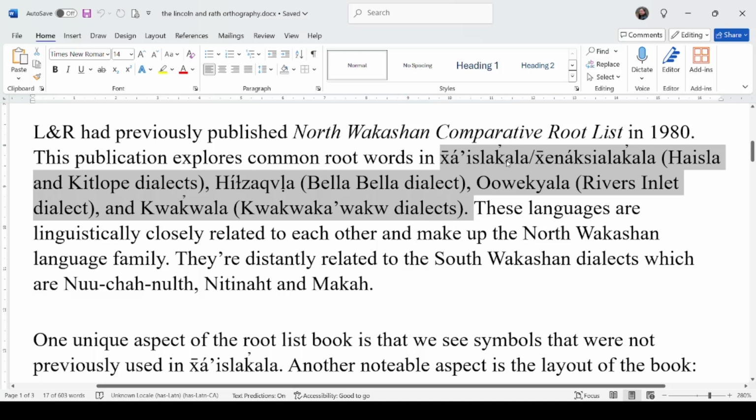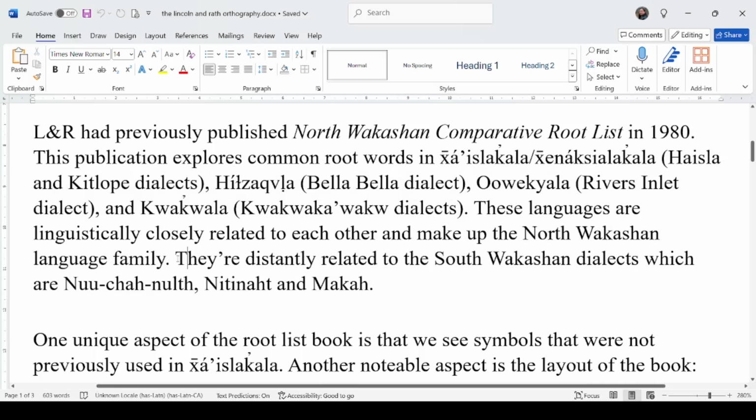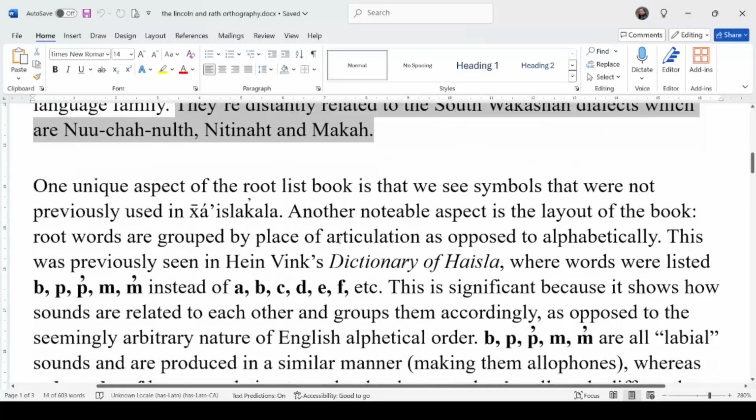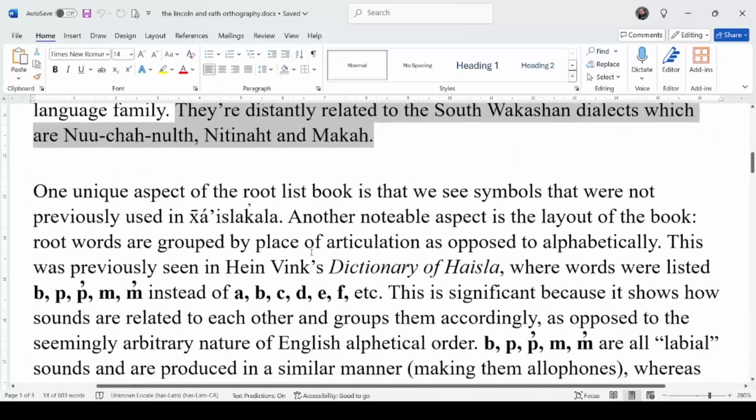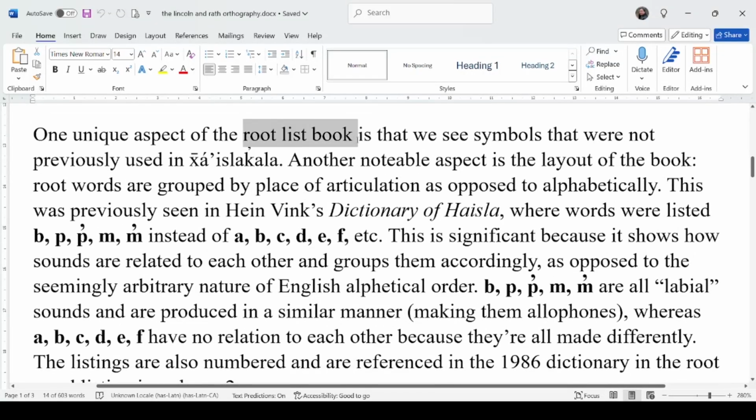So Haisla/Henaksiala, that's also Heiltsuk, Oowekyala, and Kwakwala. Those all make up the North Wakashan language family. So they're also distantly related to South Wakashan dialects, which include Nuu-chah-nulth, Nitinaht, and Makah. So one unique aspect of this root list book is that we see symbols that were not previously used in Haisla. So we'll see those later on.